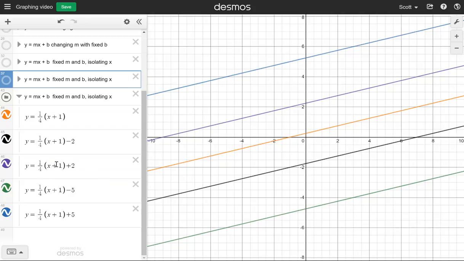Now what happens to the equation when we add 1? Then we multiply by 1/4. How does that affect the line? And then we're adding these numbers. We're subtracting 2 and then adding 2. What's happening to the equation of the line when we're doing that? What happens to what the line looks like?